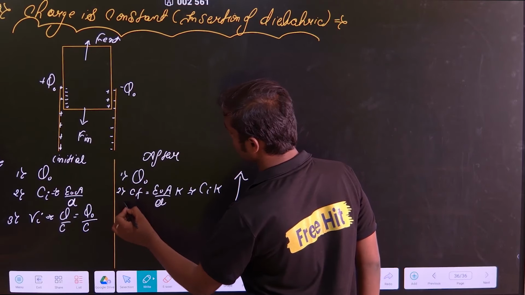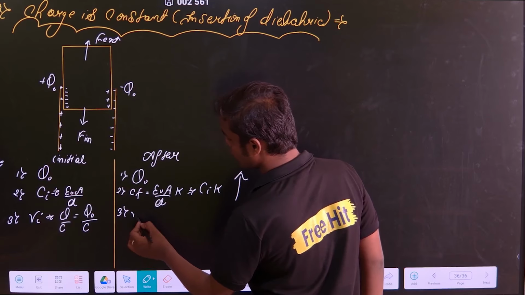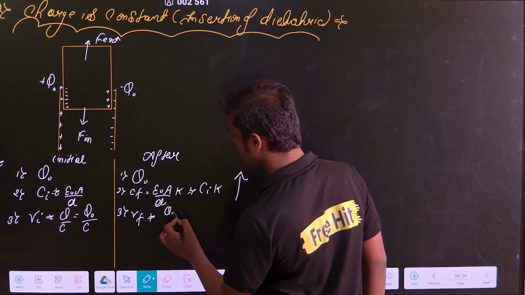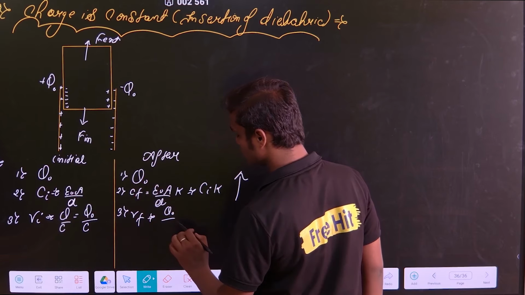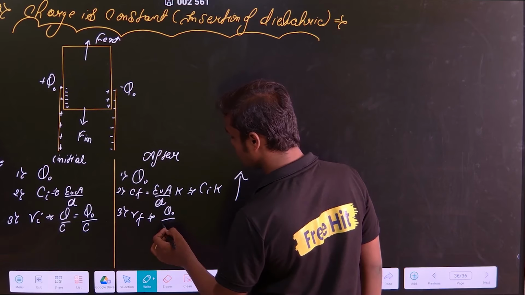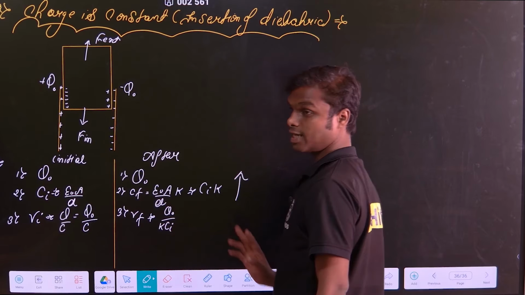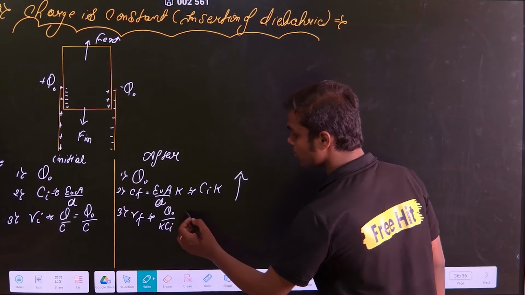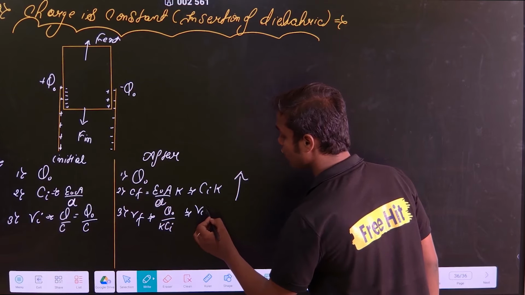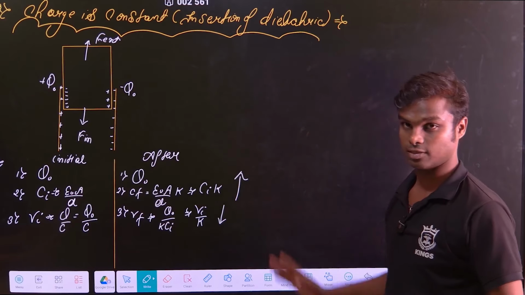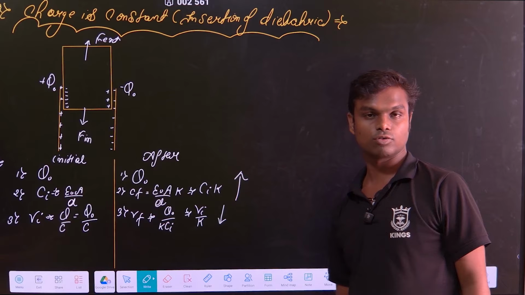Now if I calculate the final potential, it is Q naught by, the charge is constant, the charge hasn't changed, but what about the capacitance? The capacitance has increased, correct? It is K times C initial. So obviously my final potential is going to decrease. That is the thing, potential is going to decrease.